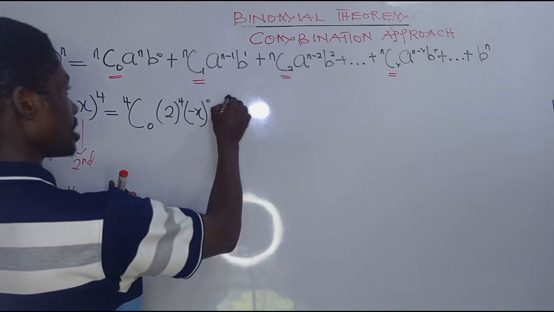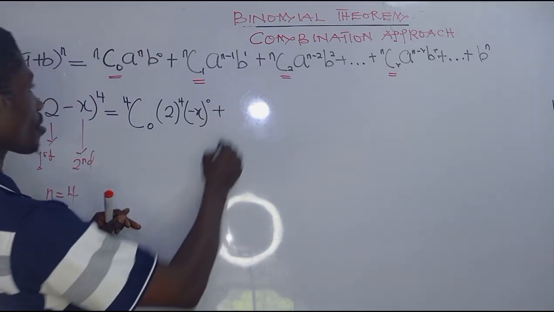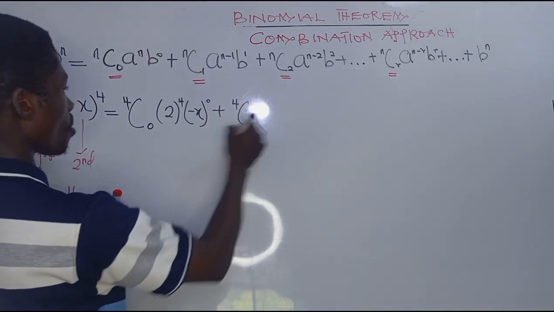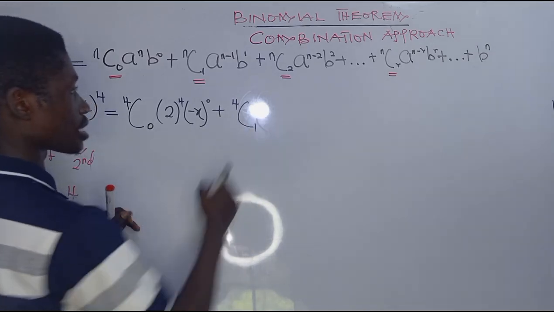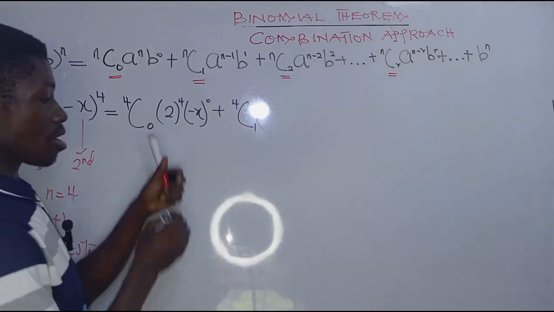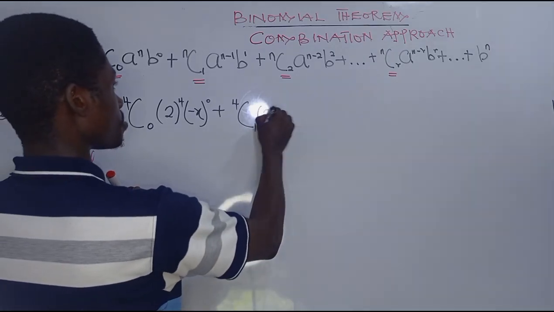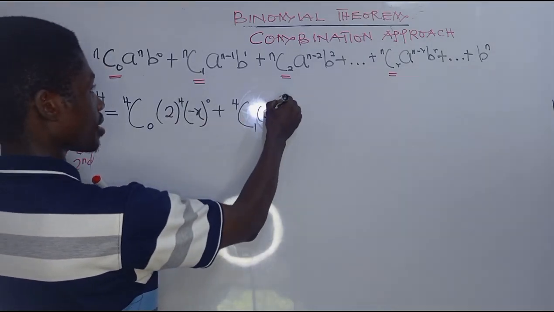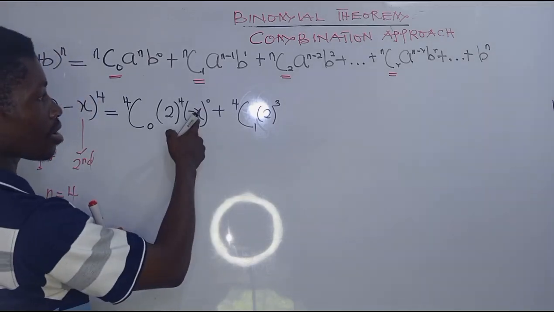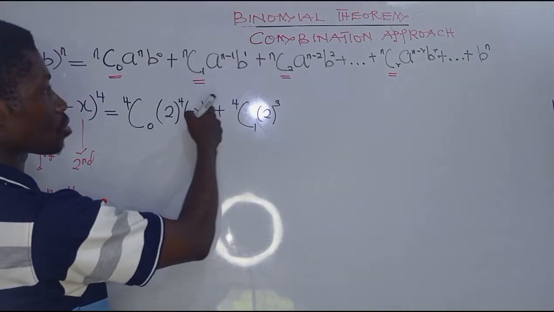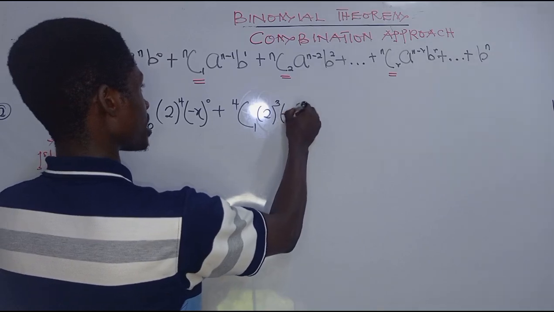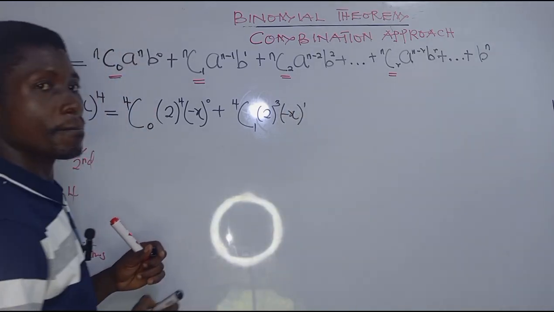It will take a power of what? 0. Then after that, we have our 4 combination. This will increase to what? 1. And then the power of the first term will decrease. So it will decrease from 4 to where? 3. While the power of the second term will increase from 0 to 1. So we have minus x raised to the power 1.